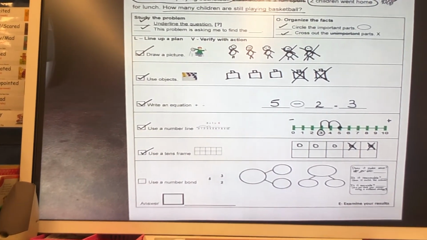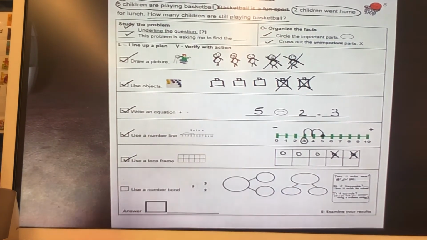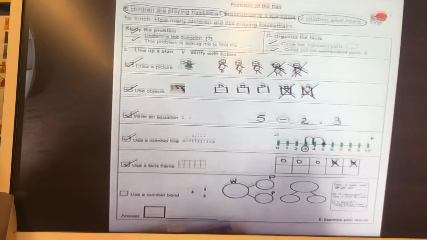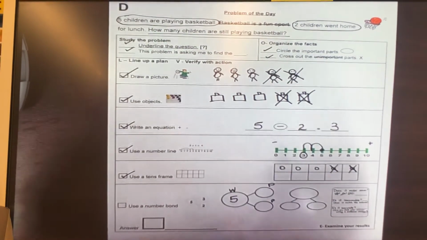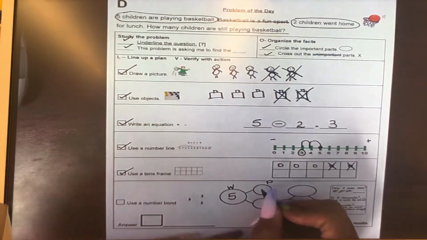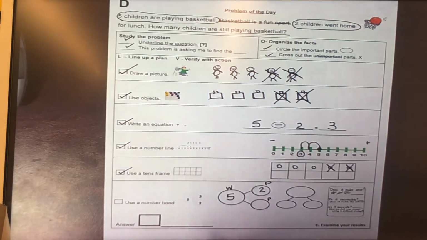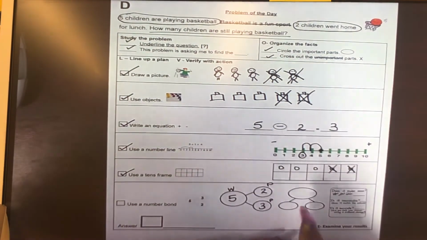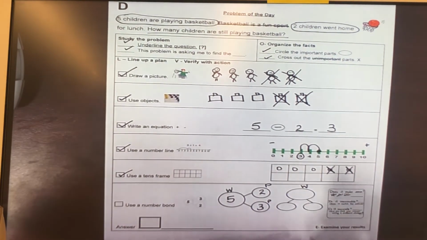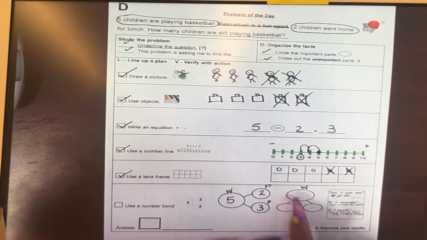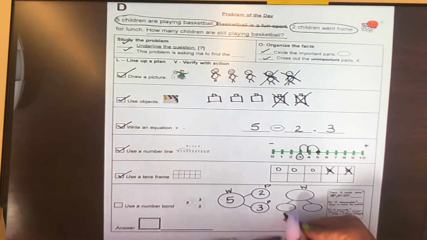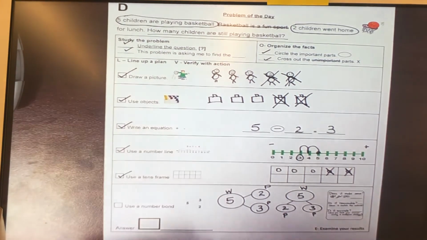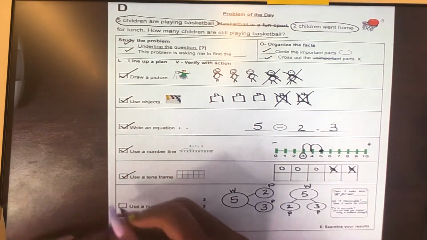And last but not least, we need to think about what was the whole and what were the parts. And we know that there were 5 children, and then 2 went home for lunch, and that left us with 3. So now we see that 2 and 3 make 5. Remember that to label your number bond, your whole is always the circle that has the lines coming out of it. These are your parts, 5, 2, and 3. 2 and 3 are your parts, 5 is your whole. Check if you use a number bond.